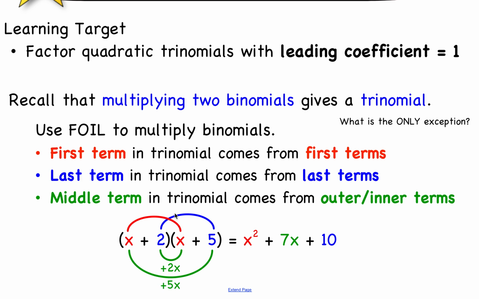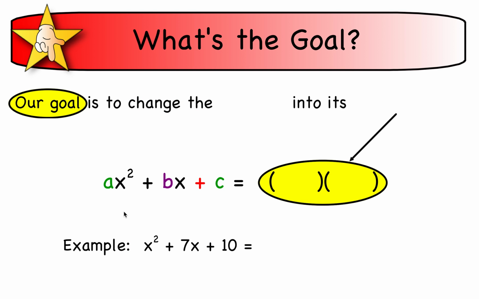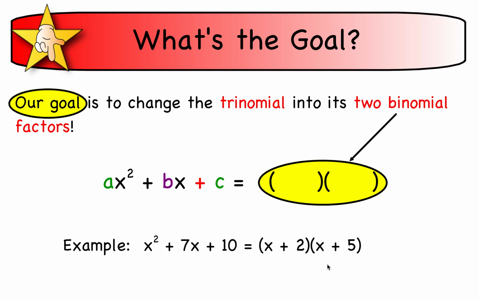So we're going to be working backwards. We're going to start with the trinomial and see if we can come up with the two binomials. And this will seem very confusing as I talk through this, but once we get to our last two slides, this should all come together and make more sense. So our goal, remember, is to change the trinomial into two binomial factors. Okay, remember, factors are things that are multiplied together to give you a different number or a different expression. For example, here we have a trinomial, and we can break that down by factoring into two binomials.